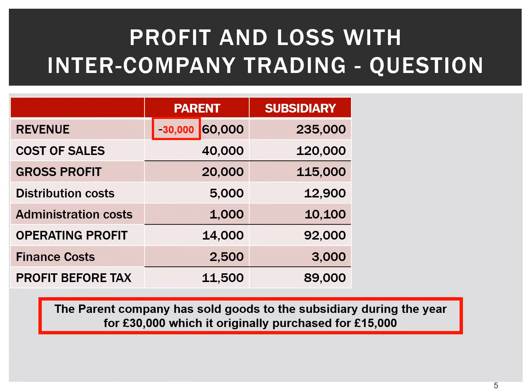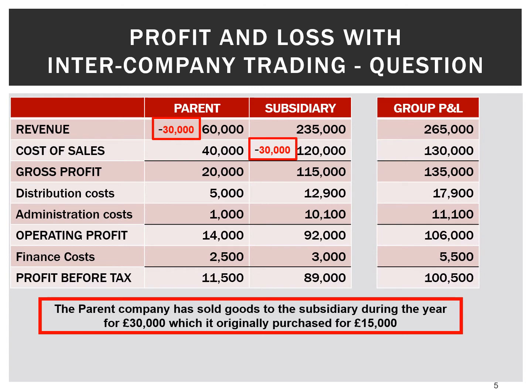So this time we need to eliminate 30,000 from revenue and the same amount from cost of sales, and that will give us a group profit and loss account that looks like that. So we've reduced the revenue figure to just reflect sales to customers outside of the group, and the cost of sales figure now just reflects purchases from outside of the group also.